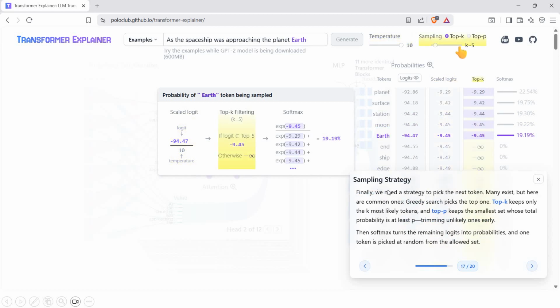Similarly, we have top K, which is one of the sampling strategies. Finally, we need a strategy to pick the next token. Many exist, but here are common ones. Greedy search picks the top one. Top K keeps only the K most likely tokens, and top P keeps the smallest set whose total probability is at least P. Then the softmax turns them into probabilities.